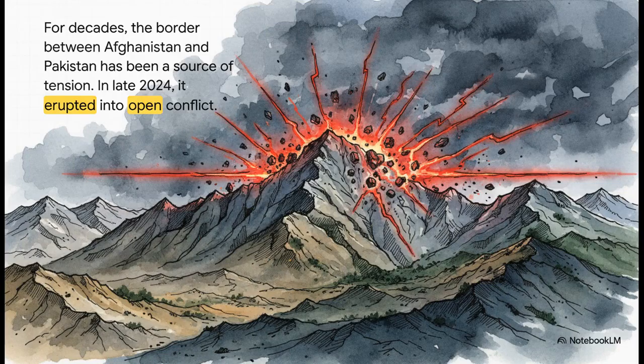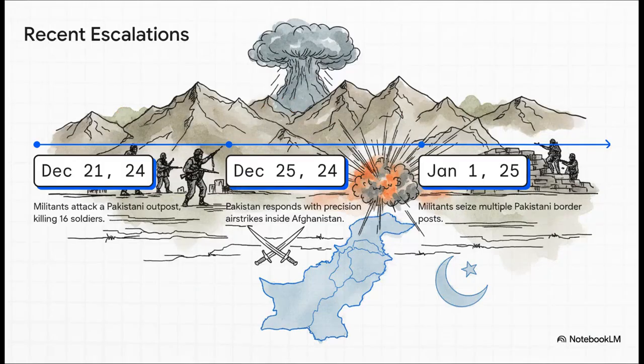You know, for decades, the border between Afghanistan and Pakistan has been this simmering pot of tension. Well, in late 2024, that pot just boiled over. What we're witnessing is a really dangerous new chapter in a very, very old story. And boy, did it happen fast.